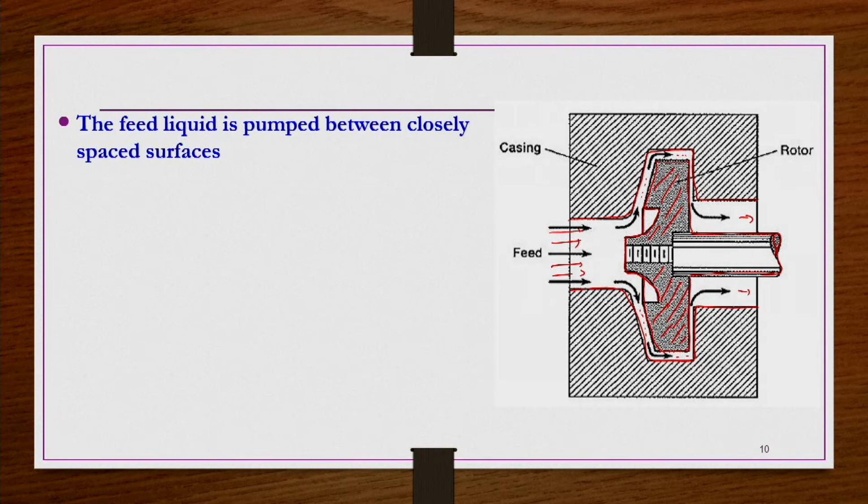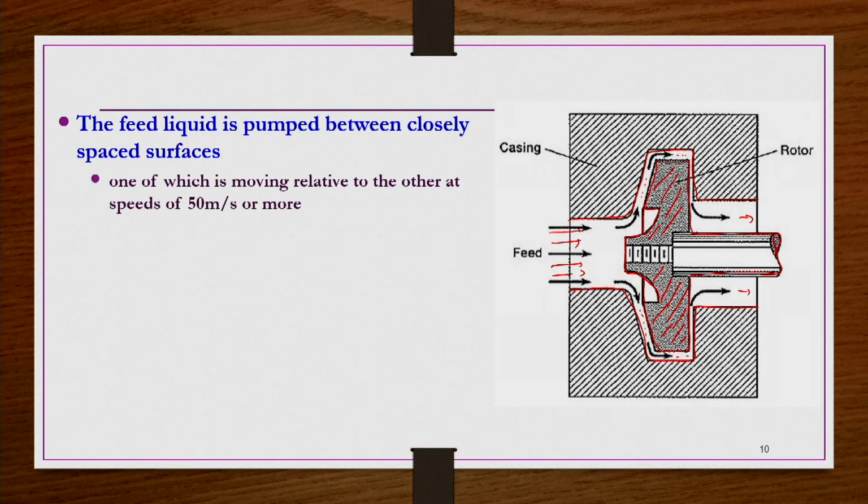So, the feed liquid is pumped between closely spaced surfaces, one of which is moving relative to the other at speeds as high as 50 meters per second or more. The speed is very high because these particles, though clustered or agglomerated, are not very large, maybe 20 to 30 microns, and you need to disrupt those clusters to get particles or droplets less than 5 microns.